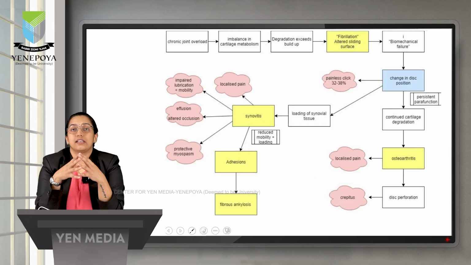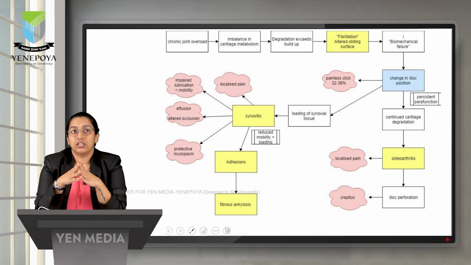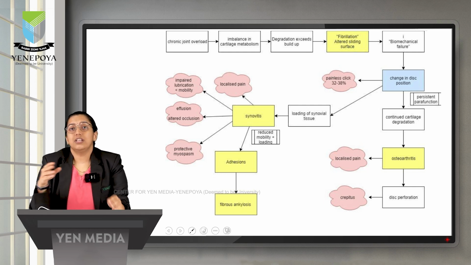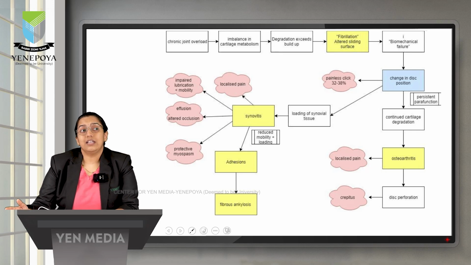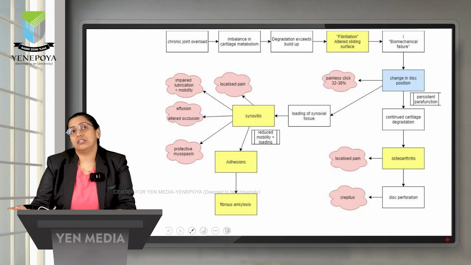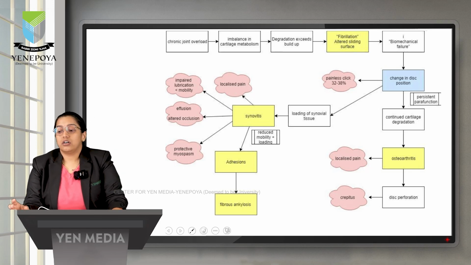So, what happens in the temporomandibular joint? When there is a joint overload, the cartilage metabolism is imbalanced. There is degradation of the tissues which exceeds the buildup, leading to biomechanical failure. This will lead to a change in the position of the articular disc. Now, there are multiple things that can happen with the change in disc position. One is a painless click, which happens in 30 to 40% of the patients.